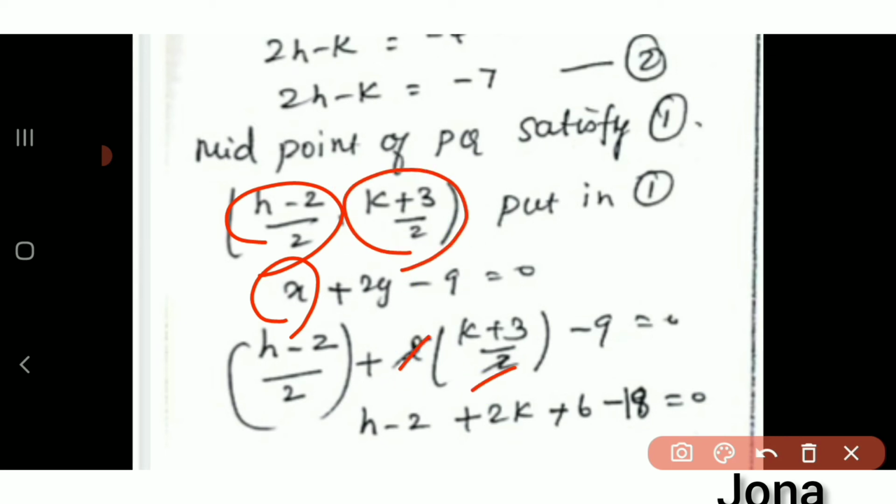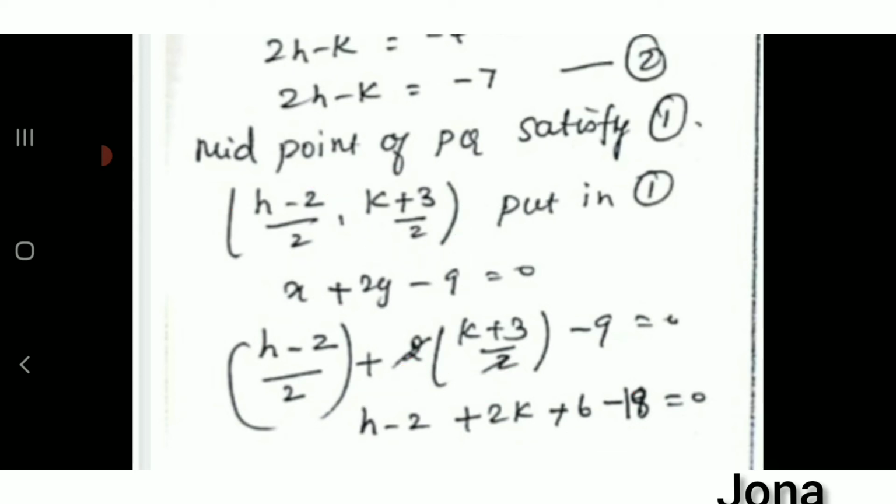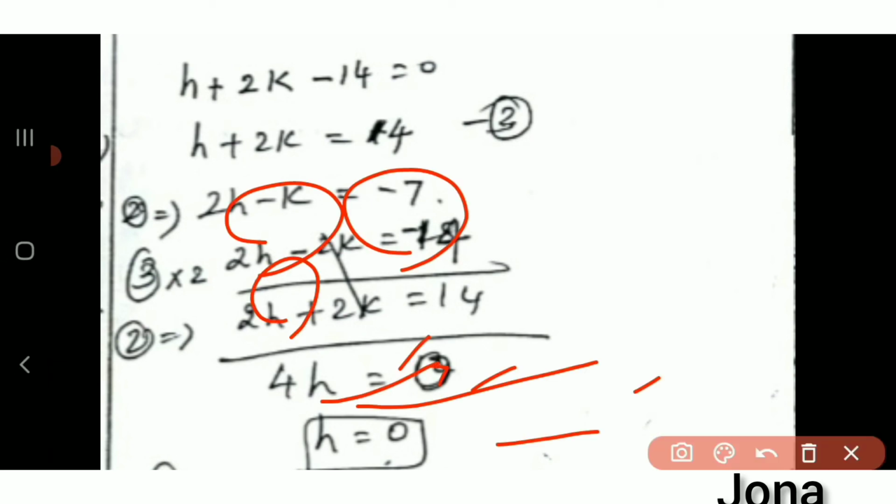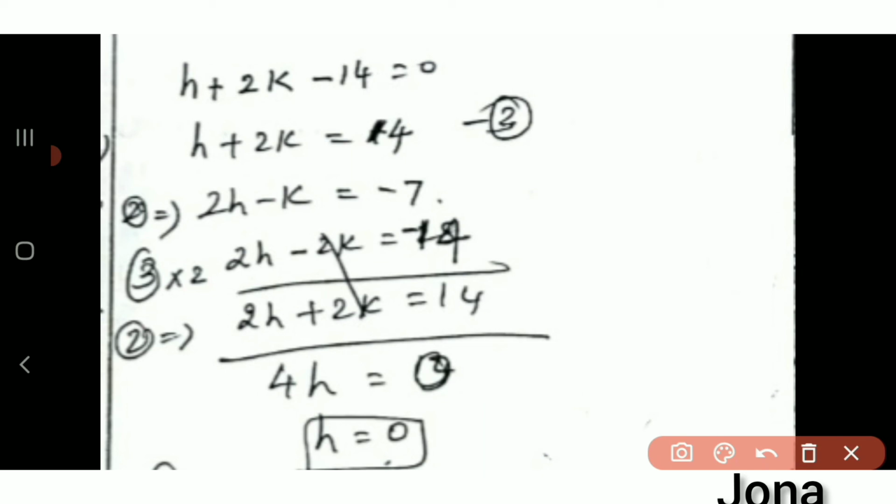We can cancel this and this, so that we have h minus 2. We have to take LCM for this, so that we have 2k plus 6 minus 18. Multiply along with this 9 also, so this is 18, equal to 0. Now simplify this. We have this 6 minus 18 and minus 2 is there. It's nothing but h plus 2k minus 14 equal to 0. It's nothing but h plus 2k equal to 14.